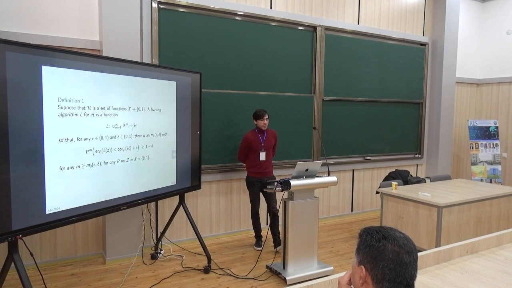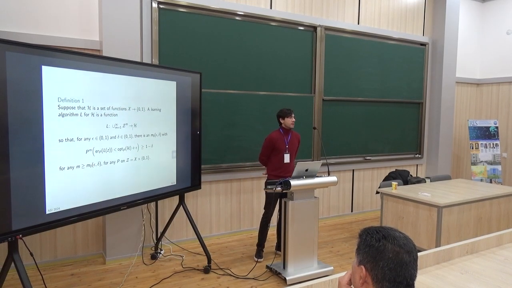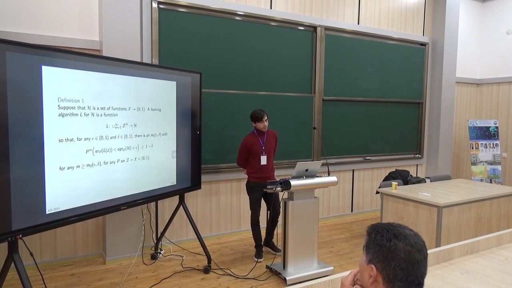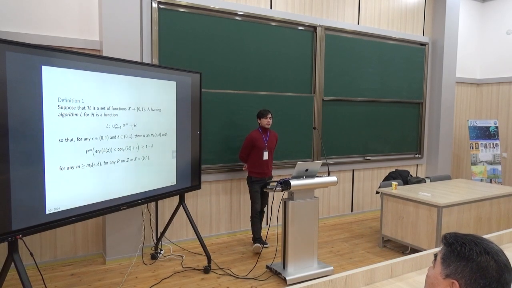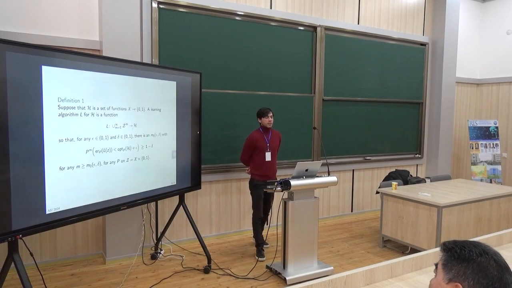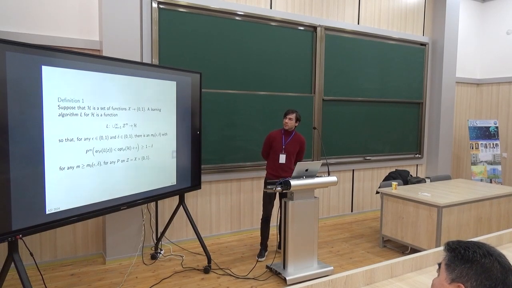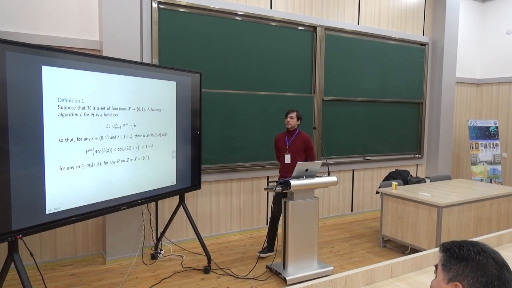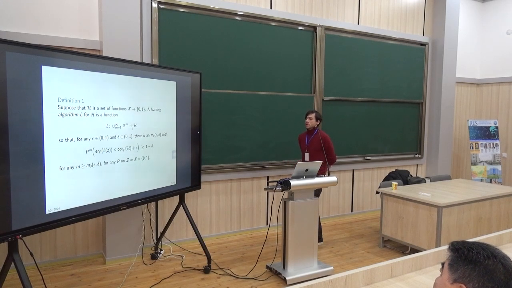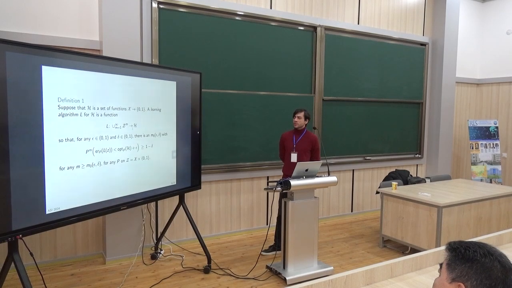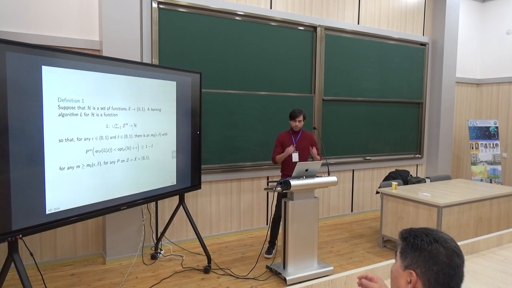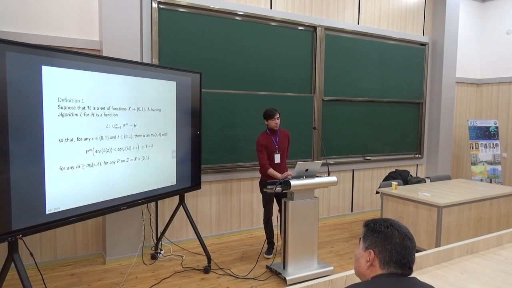This is now maybe a formal definition of a learning algorithm. We're going to suppose that we have a class H that maps from some x to {0, 1}. We are in the setting of binary classification. Then a learning algorithm L for the class H is a function of this sort. So L maps from samples to functions in H.